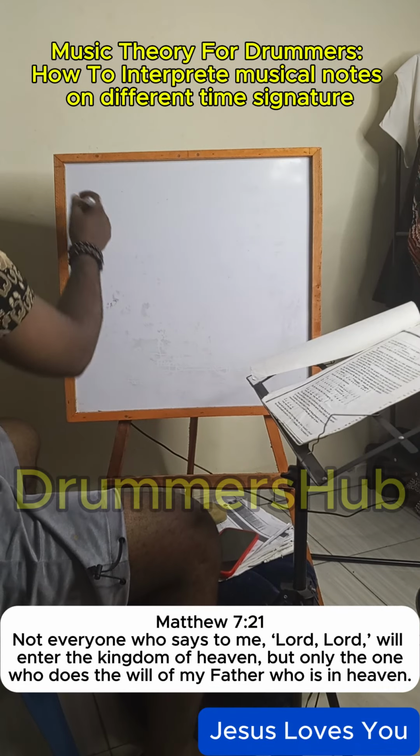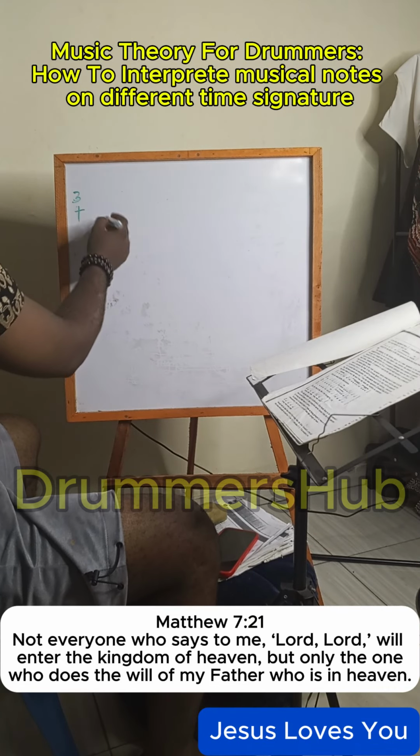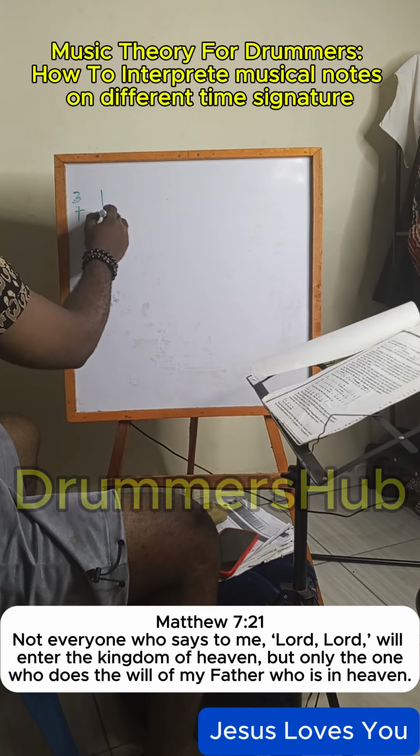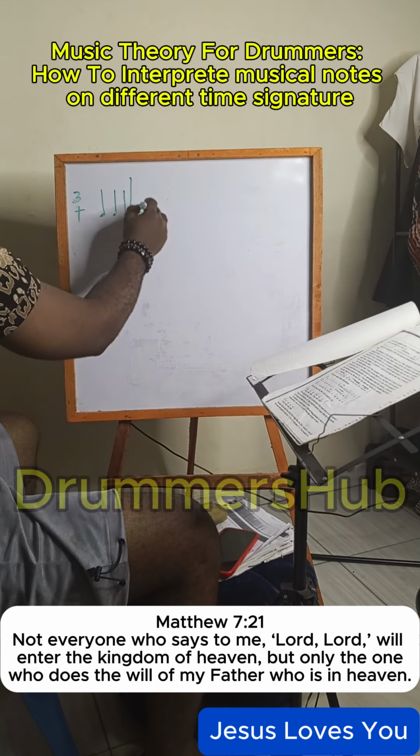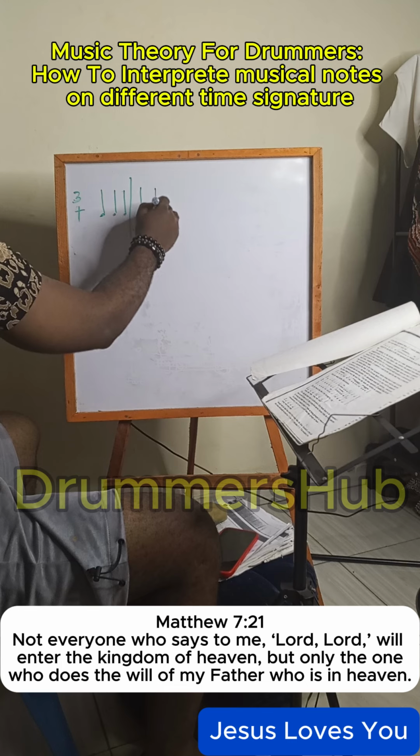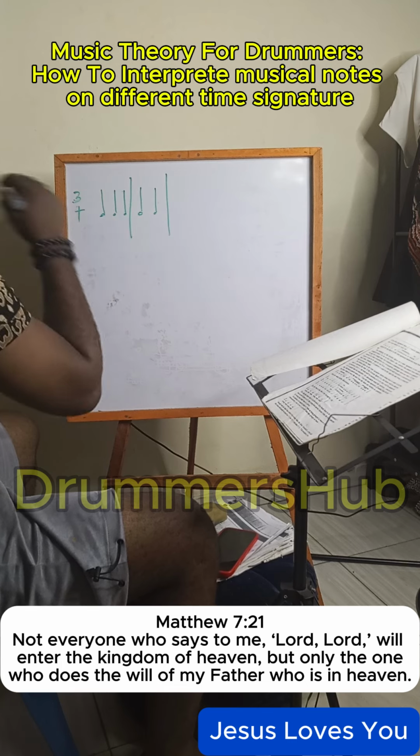So we'll do a 3/4. For 3/4 time, you can have a grouping like this. Normally this is 3 crochets in a bar. So this is 3 crochets in a bar, and you could have something like this, 1 minim and 1 crochet. It is still the same thing as 3 crochets in a bar.